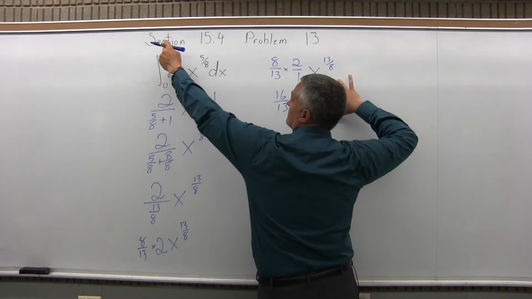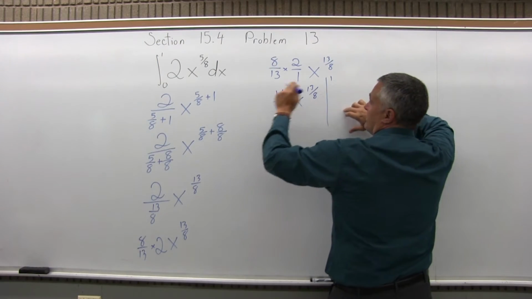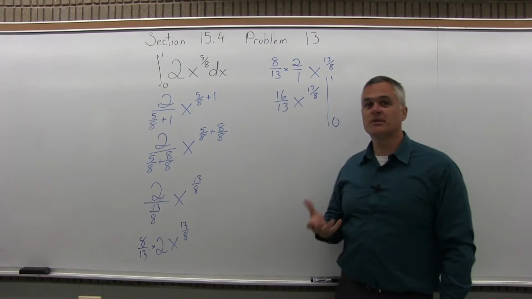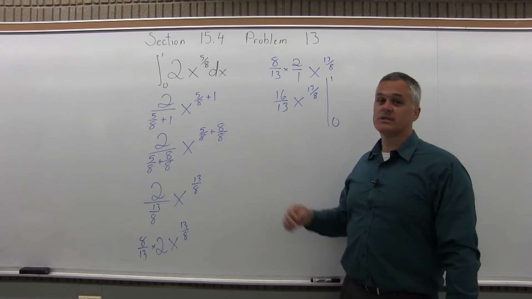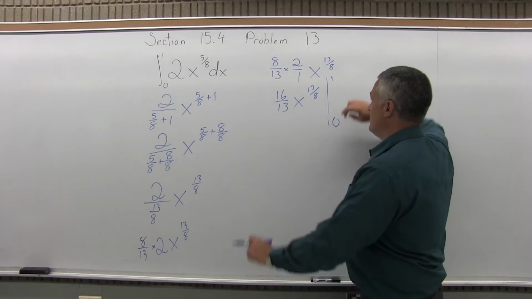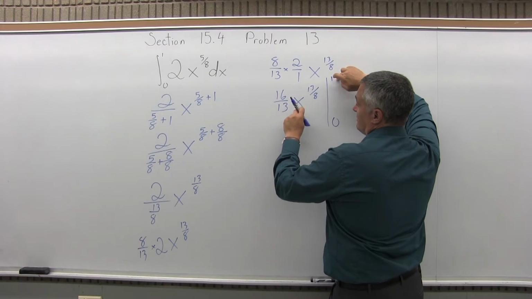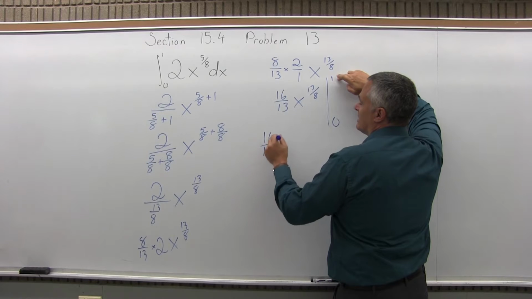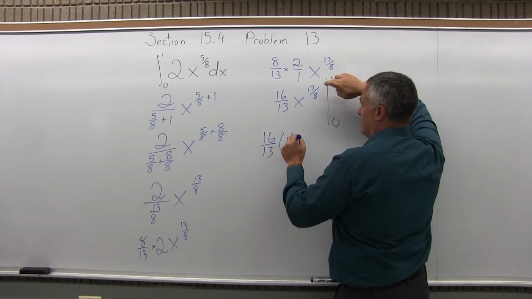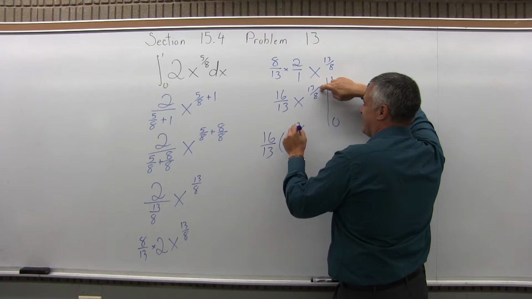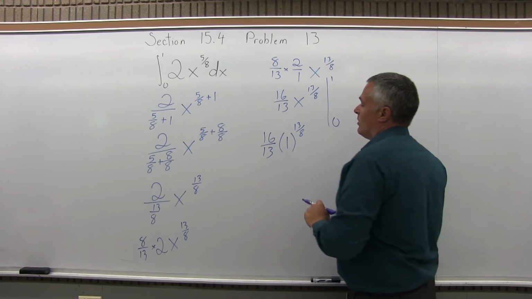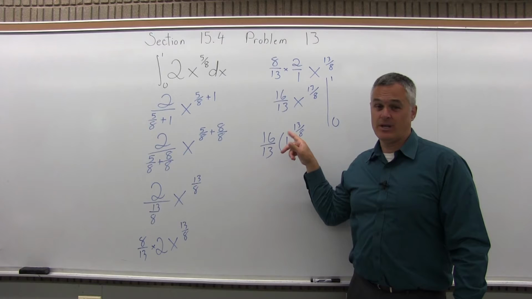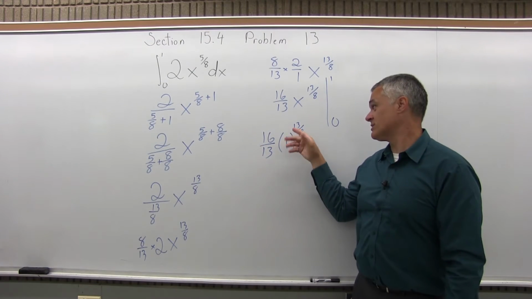I put in my limits of integration, 1 for the upper limit and 0 for the lower limit. These are the values I'm going to plug in. So basically I'm at the end of step 1 of a 4-step process. Step 2, put in the upper limit of integration in for my variable. So 16/13 x becomes 16/13 times 1 to the 13/8 exponent. Fortunately, 1 to any exponent is just going to stay 1. Like 1 to the 3rd, 1 to the 4th, 1 to this weird fraction.